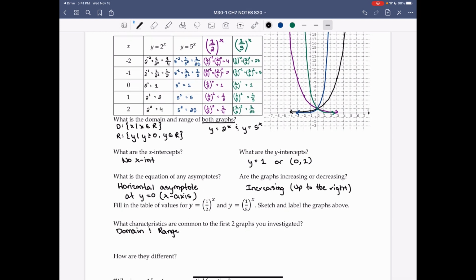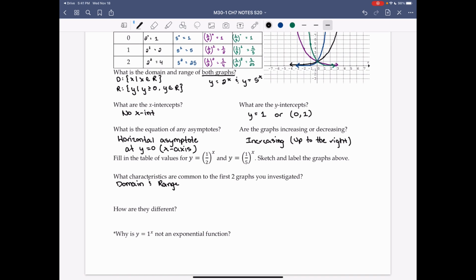All of them have a y-intercept at 1. Our two new graphs also don't have x-intercepts. And we also have horizontal asymptotes at the x-axis.